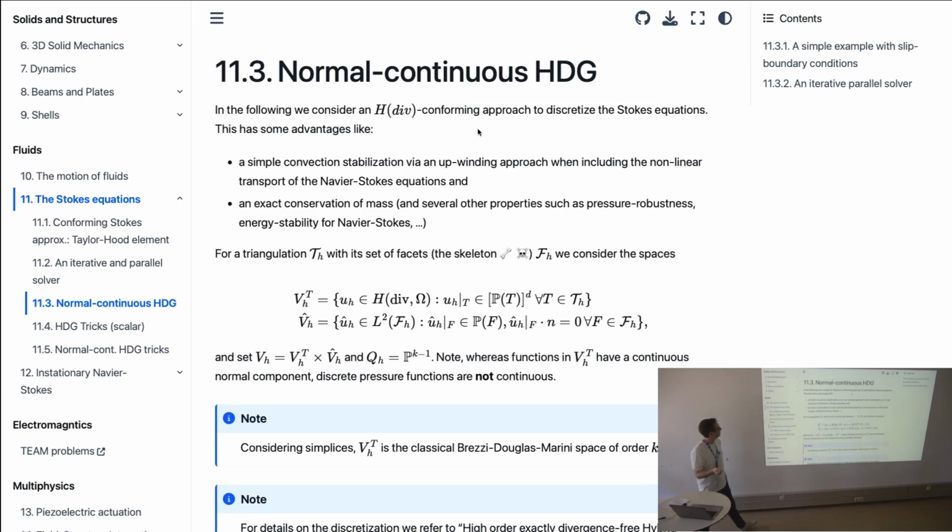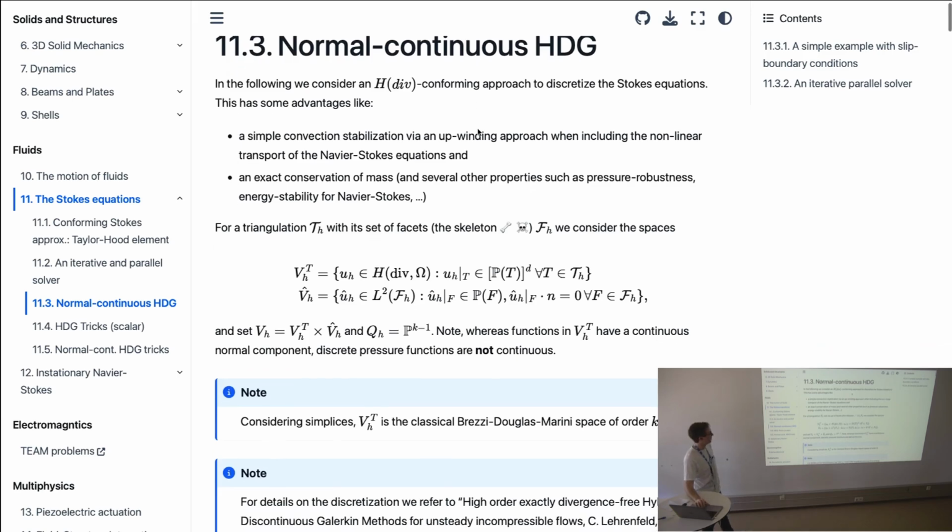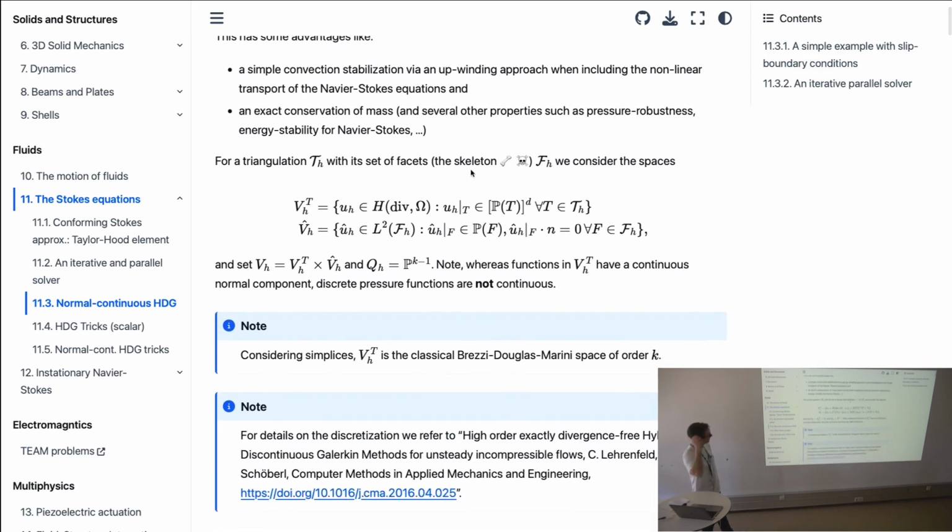On top, we want to use this H(div)-conforming method because it allows an exact conservation of mass. I don't want to go too much into the details of what the nice things are here, but particularly we also have energy stability, which will be crucial for the convection-dominant regime. So when, as Christoph mentioned at the beginning, this convection operator might dominate.